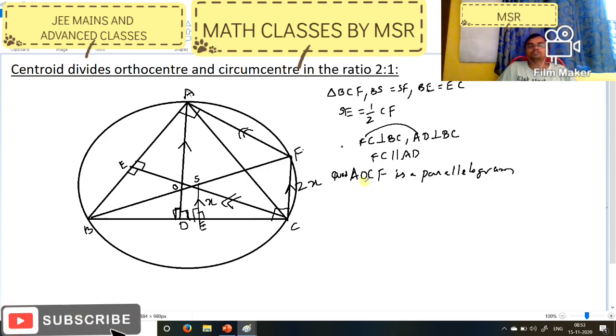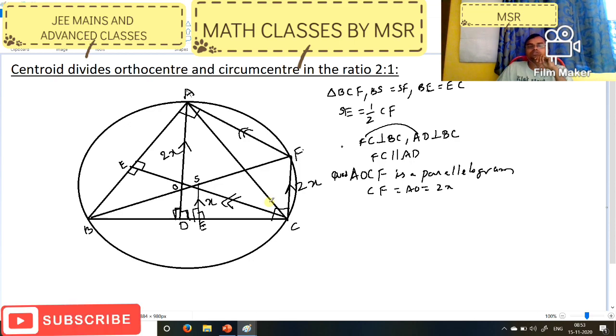Once it is a parallelogram, opposite sides are automatically equal. So CF is equal to AO, which is 2x. So AO is also 2x. CF is 2x, AO is also 2x.